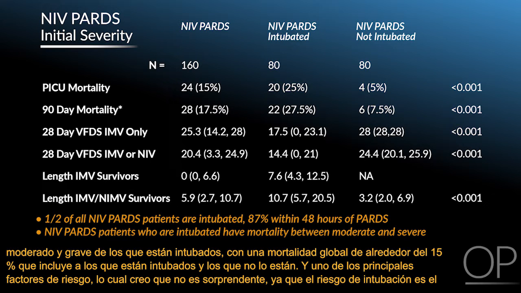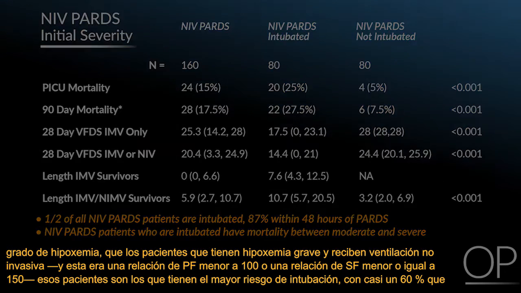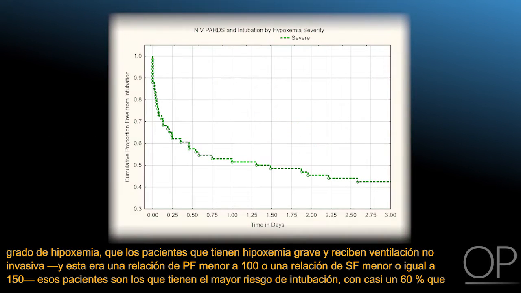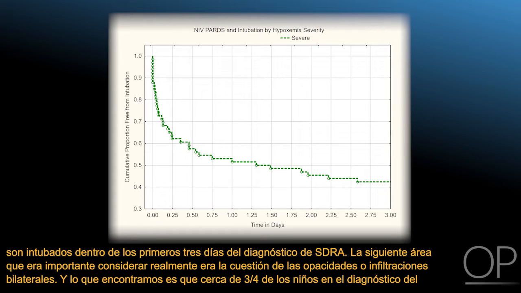And one of the biggest risk factors, which I think is not surprising, for the risk of intubation is the degree of hypoxemia. Patients that have severe hypoxemia on non-invasive ventilation, and this was a PF ratio less than 100 or an SF ratio less than or equal to 150, those patients have the highest risk of intubation, with almost 60% of them being intubated within the first 3 days of ARDS diagnosis.